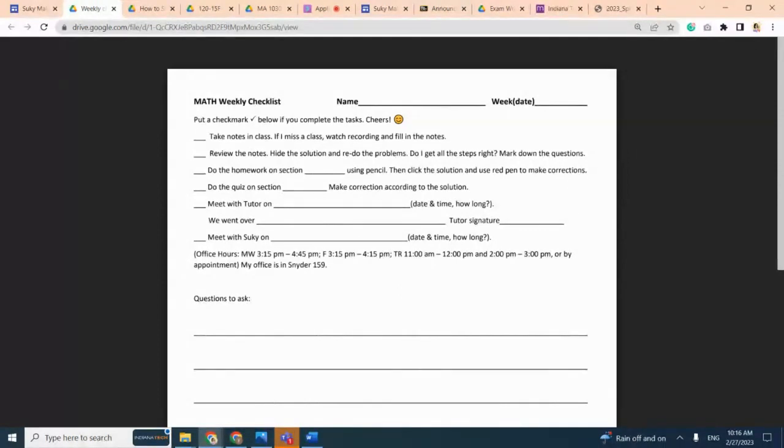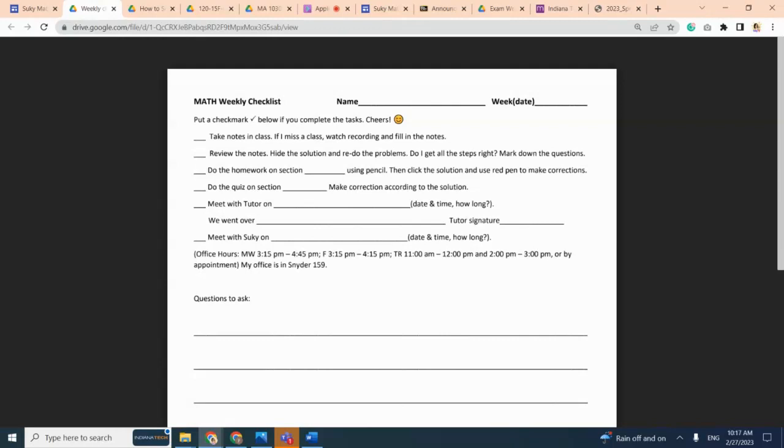So after you get home, did you review your notes? You look at your notes one time and make sure you understand the problems and the examples. And then you hide the solution and redo the problems. Do you get all the steps right? If not, mark down your questions. Which step don't you understand? Or is it the whole example you don't understand? Mark it down. So here you have your questions.